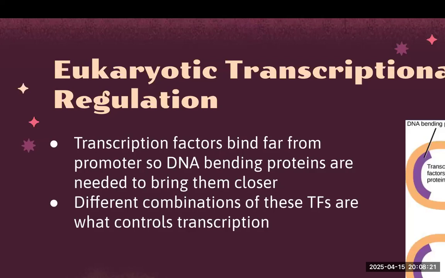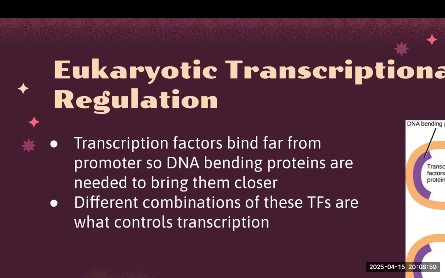Okay, now in eukaryotes, the lac operon is in prokaryotes, okay? That's how transcriptional regulation happens in those. In eukaryotes, it's a little bit different. Here, the transcription factors are binding further away from the promoter, so we need bending proteins to bring them close to the promoter to have the polymerase bind to the promoter. Because remember, like we talked about, transcription factors are what recruit the polymerase to the promoter so it can start transcription. You can have different combinations of these transcription factors, and that's ultimately what's going to control the levels of transcription.